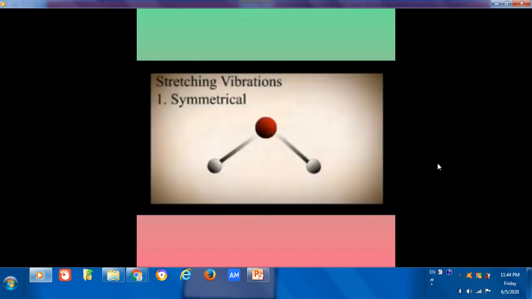Movement of atoms with respect to the particular atom in the molecule occur in the same direction. And in the asymmetric stretching, one atom moves in while other atom moves out.